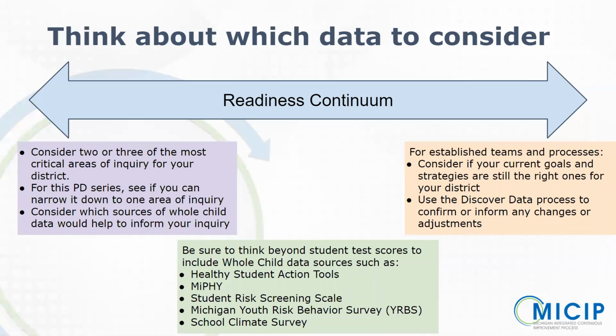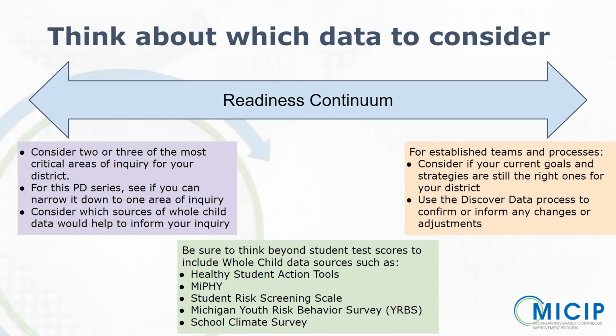Teams on the left side of the continuum might want to use MICIP to help them establish a new goal or goals. These teams would consider 2 or 3 critical areas that they would like to inquire more deeply about. For this PD, it'd be great to narrow that down to just one area of inquiry. The team should think about some data that they could gather that would help them out with this inquiry.